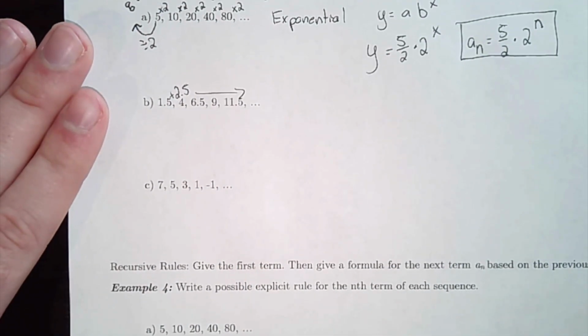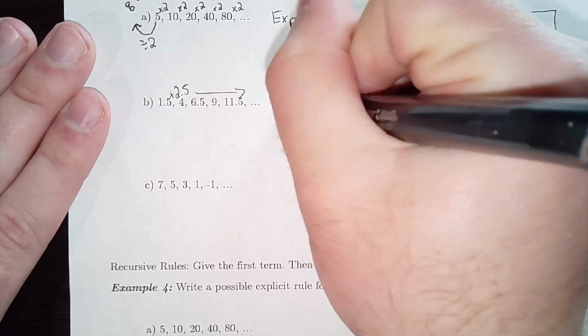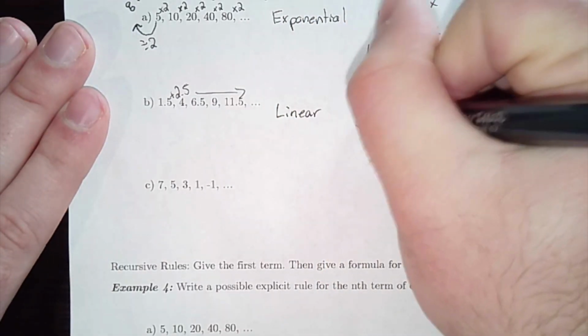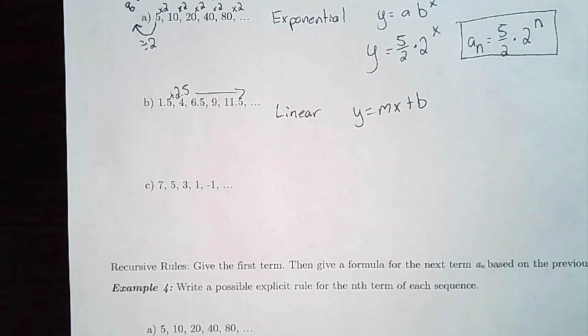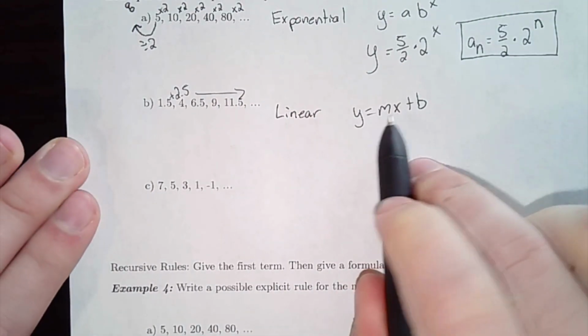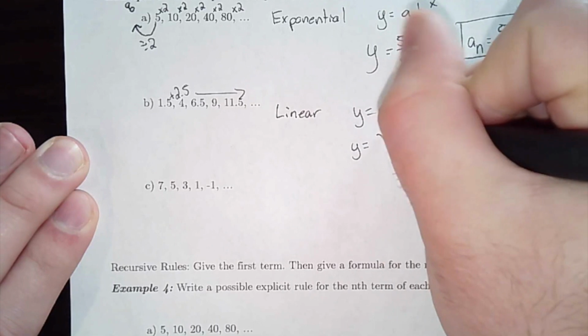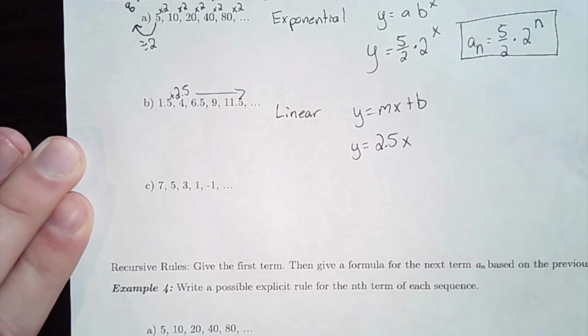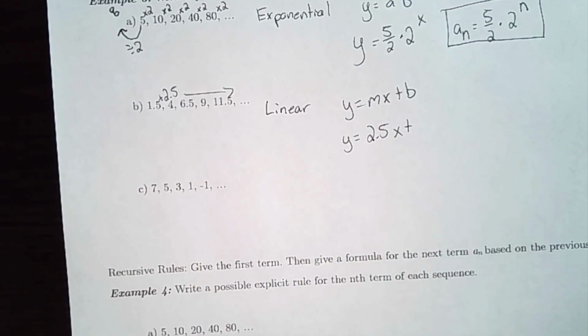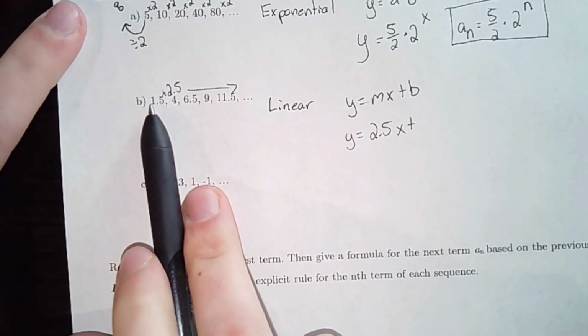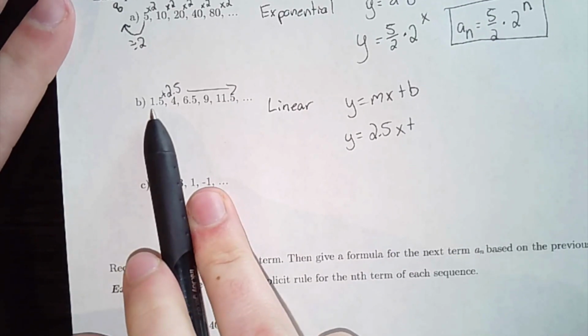So if I'm adding, that means this is going to be linear, and I'm using the equation y is equal to mx plus b. Okay, again, I'm going to start with the change. The change is the m in this case, which is how much we're adding each time. Here it's 2.5, so I'm going to use 2.5x. Plus, I need to figure out my starting value. Well, starting value, again, is going to be a little bit of an issue because I don't want to use 1.5. I want to plug in what was really the zero term.